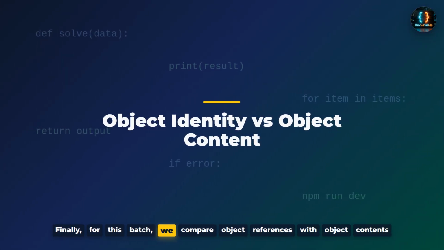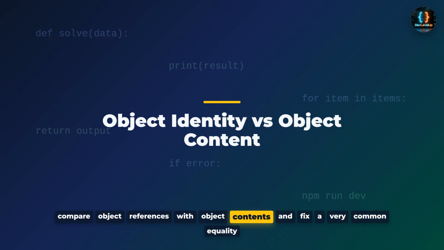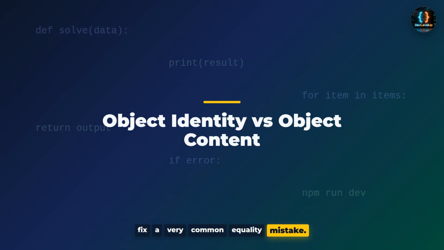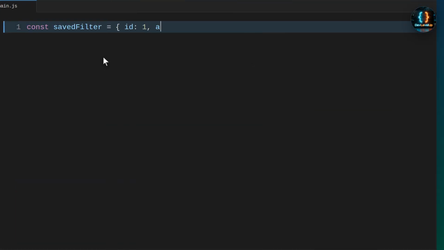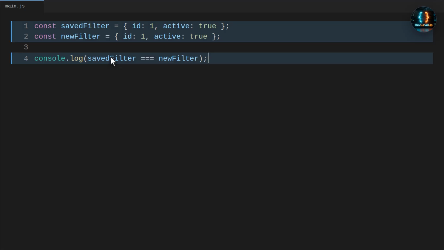Finally, for this batch, we compare object references with object contents and fix a very common equality mistake. This shows up when you compare a new filter object against a saved filter. The properties look the same, so it feels like triple equals should return true. Now we run it and JavaScript prints false.